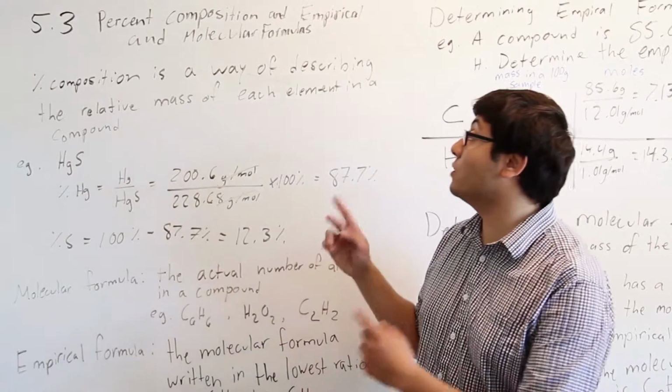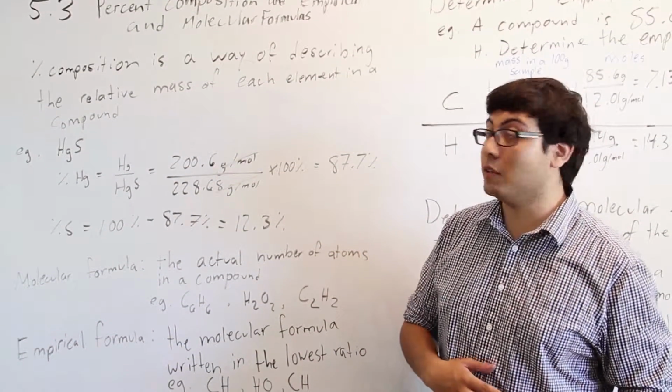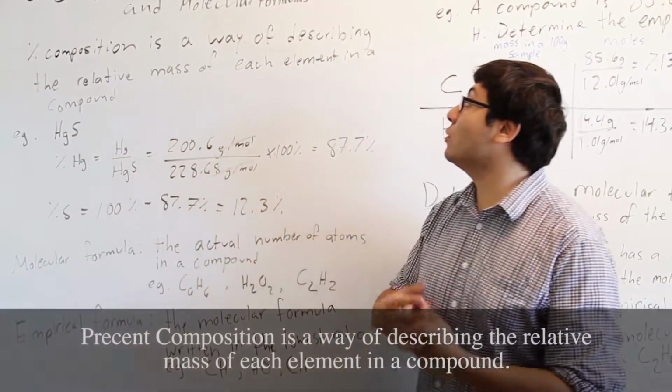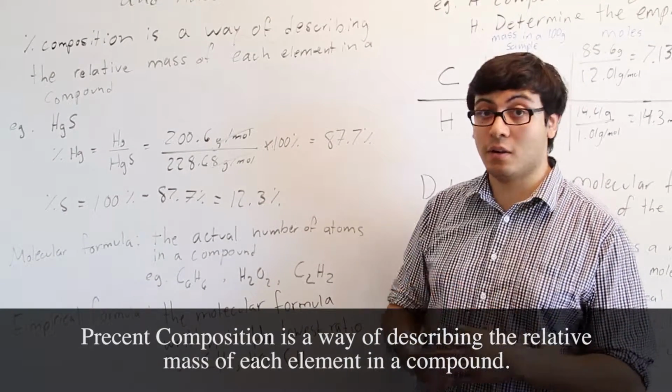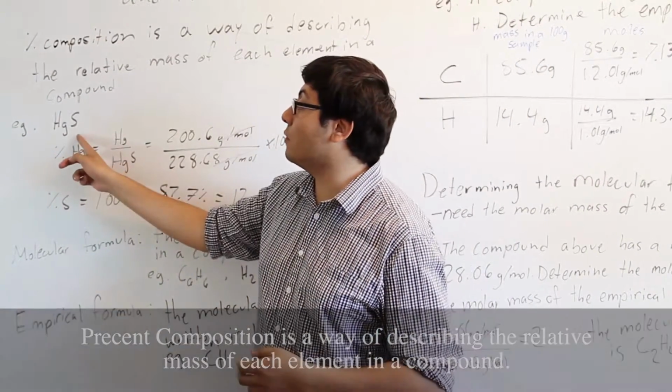So let's move on to percent composition and empirical and molecular formulas. Percent composition is just a way of describing the relative mass of each element in a compound. So let's take a look at mercury sulfide.